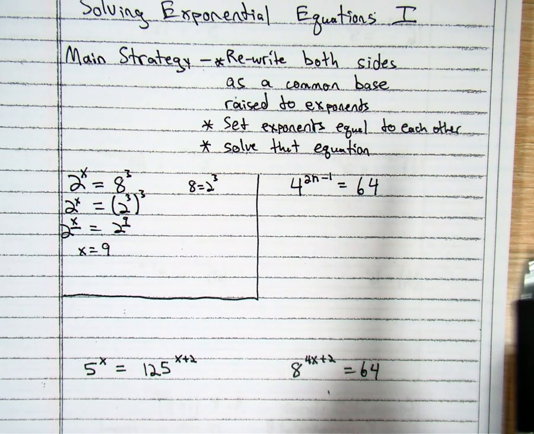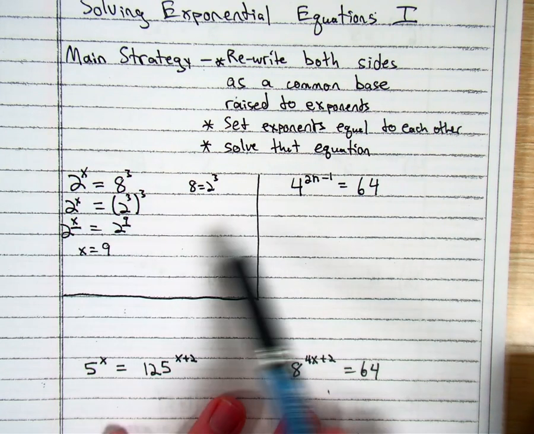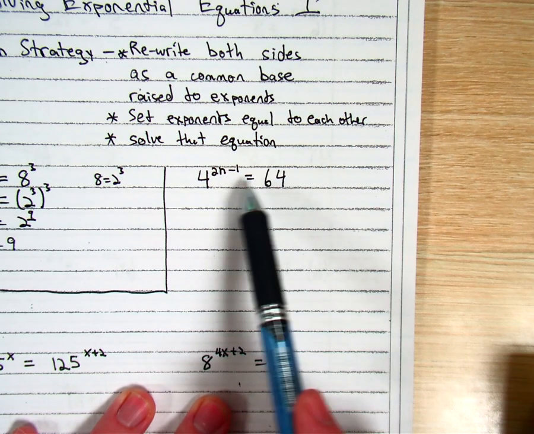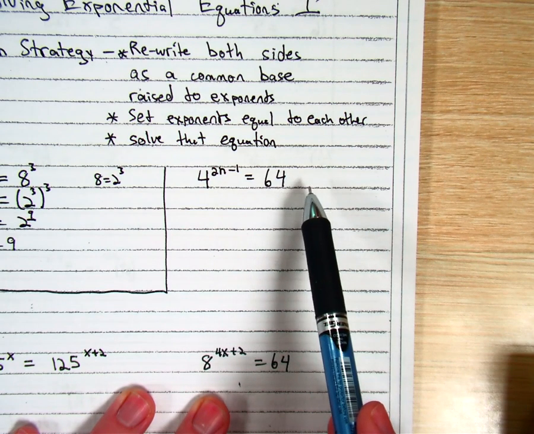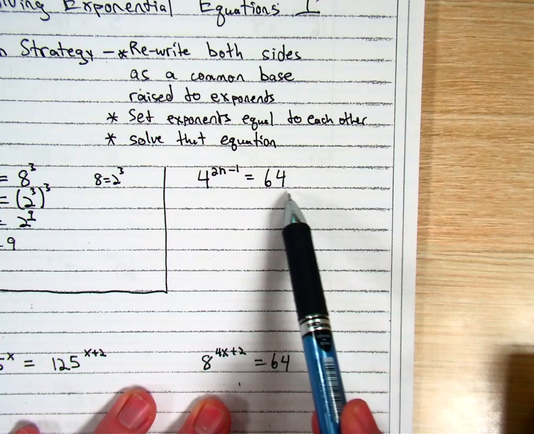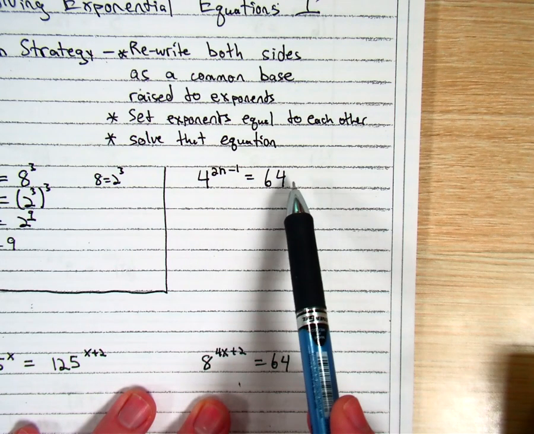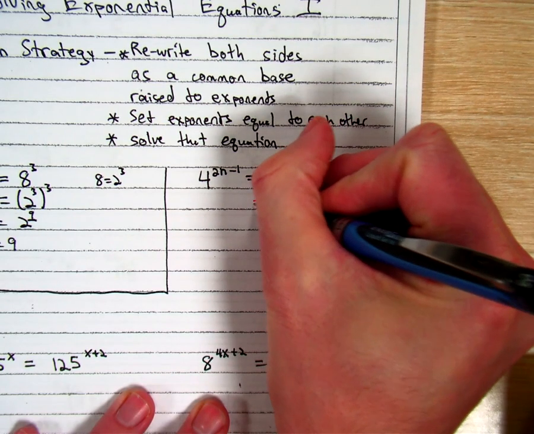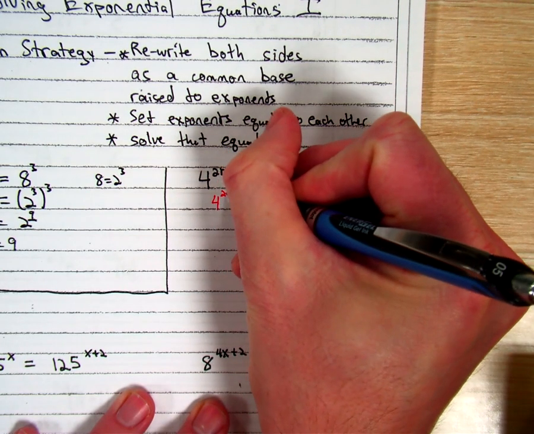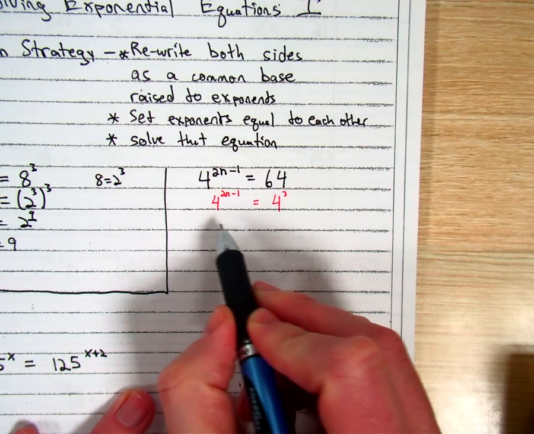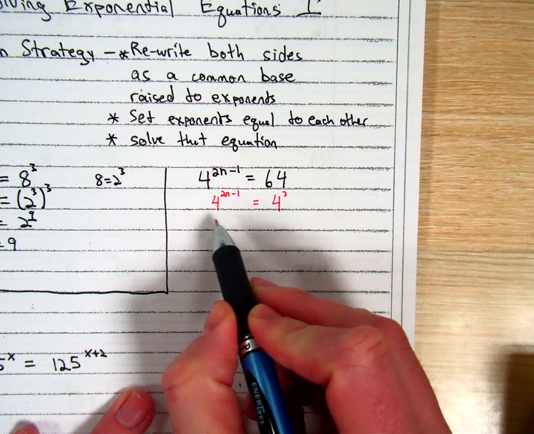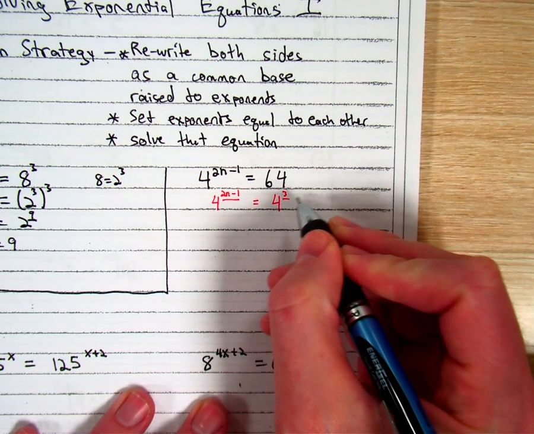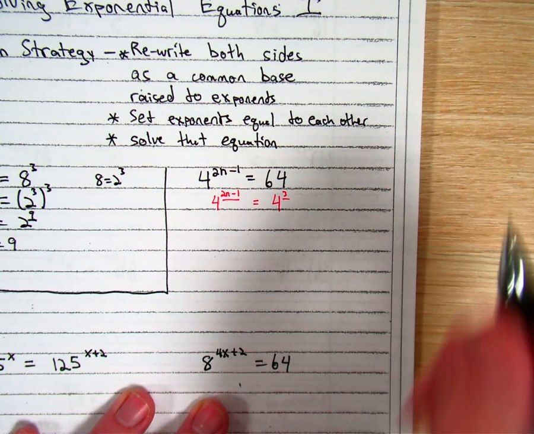Keeping that same idea, we've got 4 to the 2n minus 1 power equals 64. So is it possible to change 64 to be a power of 4? 4 to the third power is 64. So now we have them both rewritten as 4 to a power. 4 to a power equals 4 to a power. Both those powers have to be equal. That's the only way that would work.